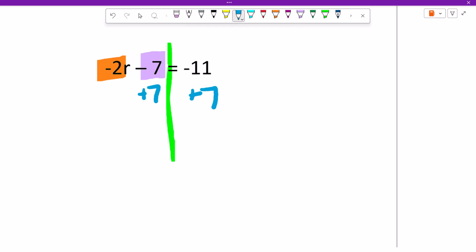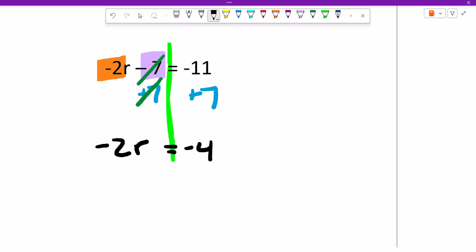Alright? So the 7's go away. We're left with a negative 2r. The other side, we combine the negative 11 and the 7 together. What number do we get? Not 18. Negative 4. We're at negative 11 on the number line, adding 7, we're becoming more positive.